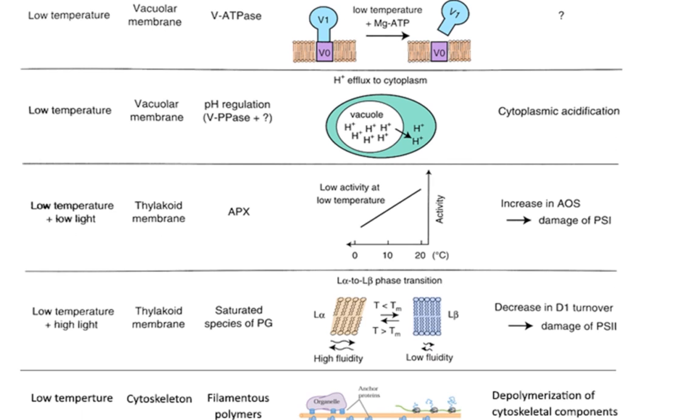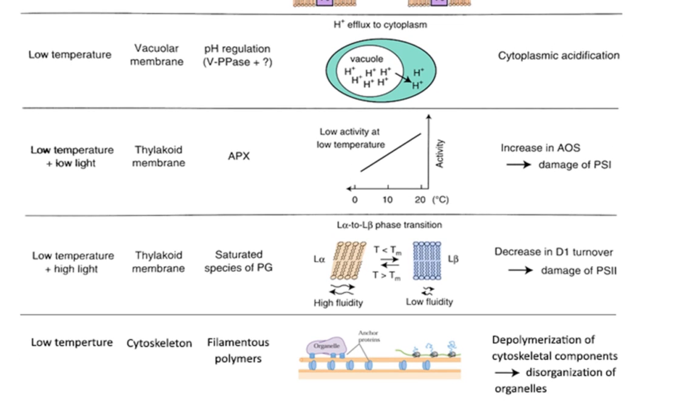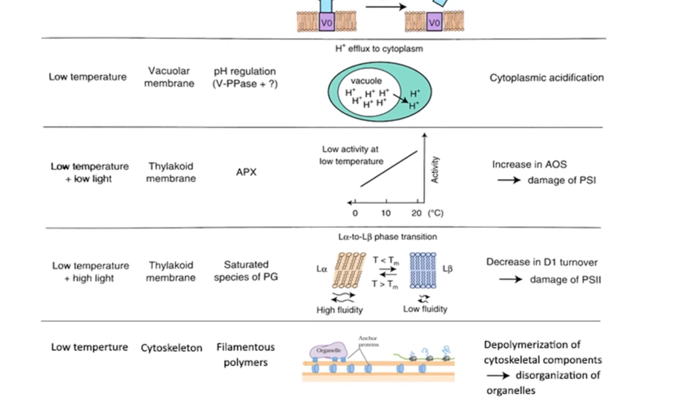In the thylakoid membrane, we can see that enzymes have a lower activity at lower temperatures. This would increase the concentration of activated oxygen species and eventually cause damage in the PS1 system. Another injury that takes place at the thylakoid membrane is lipid phase separation, which affects the membrane's vital components such as the electron transfer chain. This decreases the D1 turnover and damages the PS2 system. And finally, the last molecular injury that we discussed today hits the cytoskeleton and causes depolymerization of the cytoskeletal components.